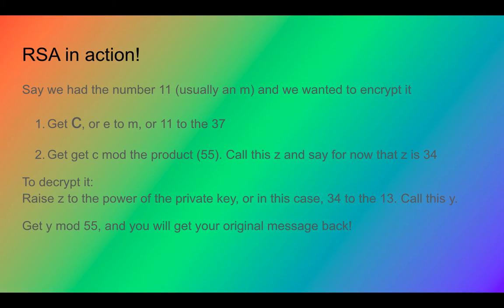So, RSA in action. Say we had the number 11, usually represented as an M, and we wanted to encrypt it. So you would get C, or M to the E, or 11 to the 37. Already, using small numbers, you can see this is massive. Then you get C mod the product, 55, from way back, and you call it Z for now. And say Z is 34. And to decrypt it, you will raise Z to the power of the private key, or in this case, 34 to the 13. Call this Y. Get Y mod 55, and you'll get your original message back.